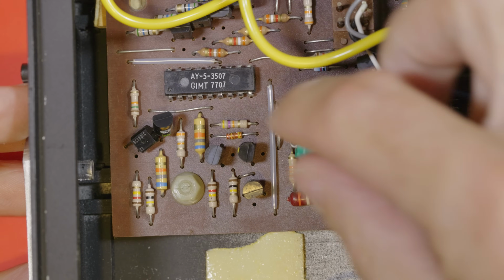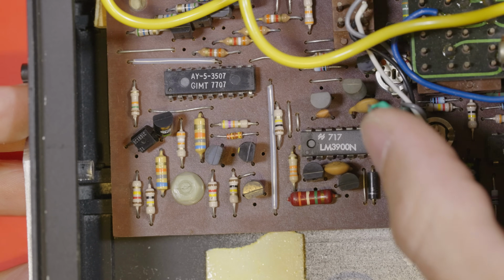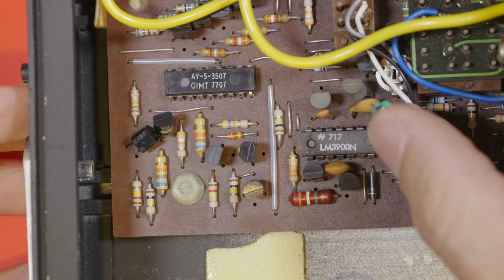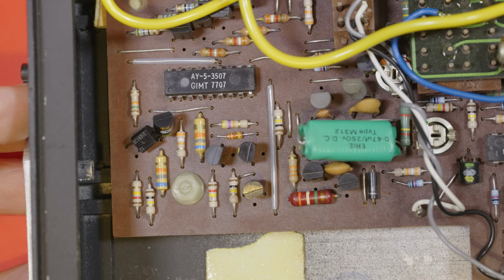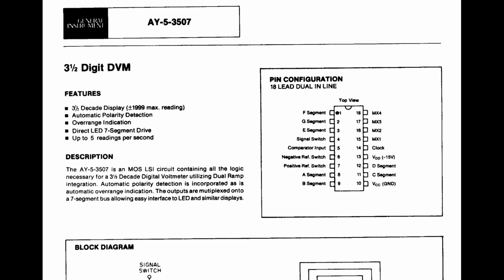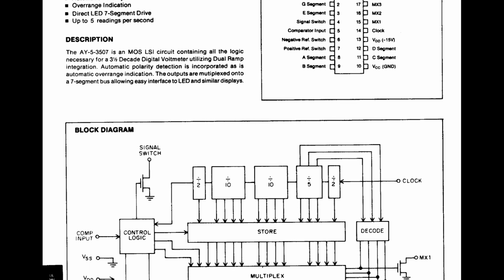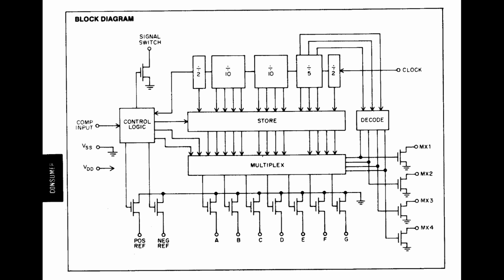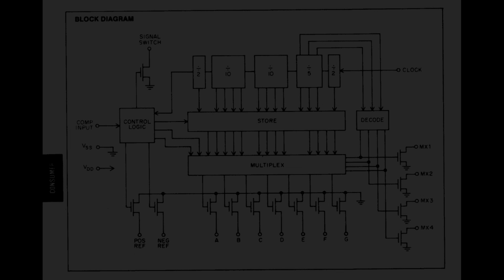There aren't many logic ICs on here. I can see an AY53507 and an LM3900N. The AY chip is the most interesting here. It is an all-in-one 3.5 digit voltmeter display chip. Seems to do everything that they need it to do to generate the outputs to the 4 7-segment LED displays based on whatever inputs it's getting, which I think is quite a cool little bespoke bit of kit.